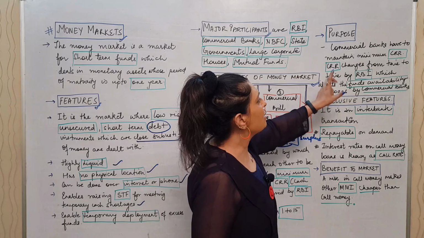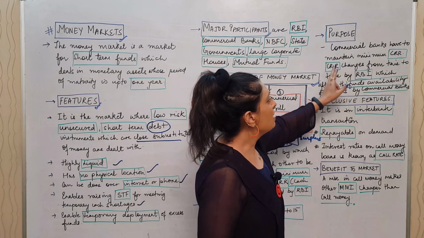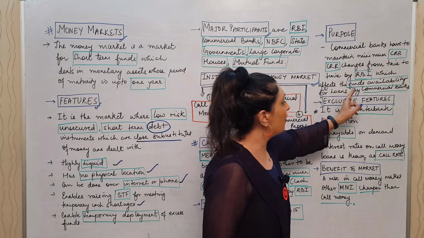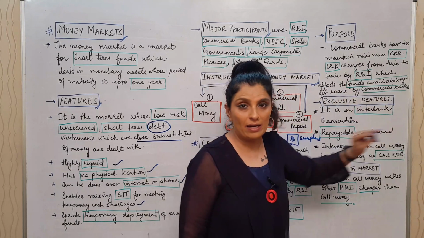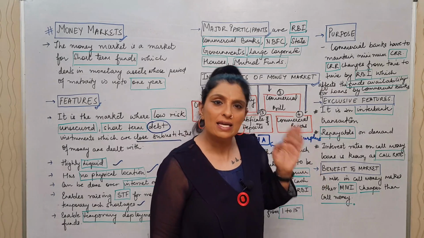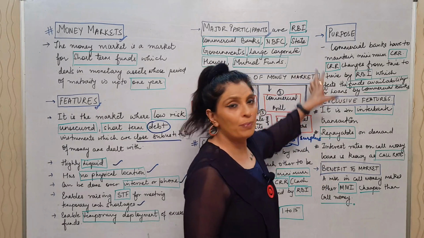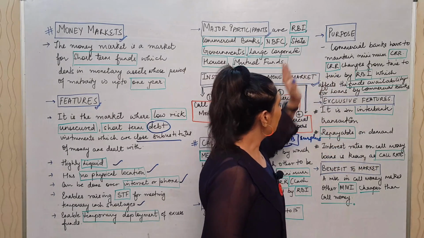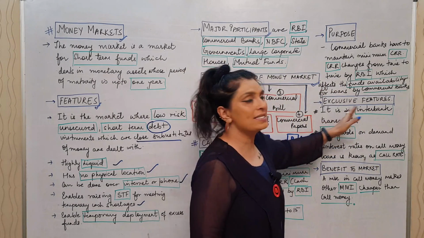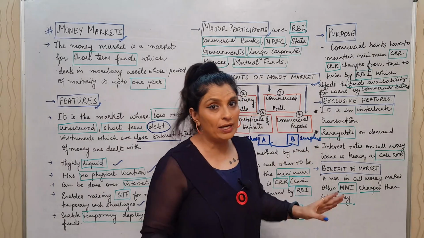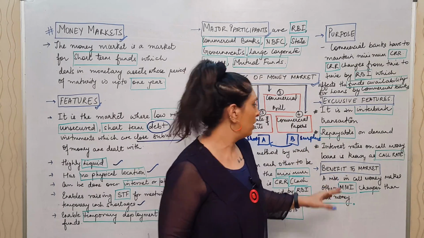Purpose, commercial banks have to maintain minimum CRR. CRR changes from time to time by RBI, which affects the funds availability for loans by commercial banks. So they borrow from the other bank just in order to maintain their CRR. This is the purpose. Exclusive features. Now, when you talk about call money, it is an interbank transaction. Remember, between two banks, no public, nobody else, no companies involved.